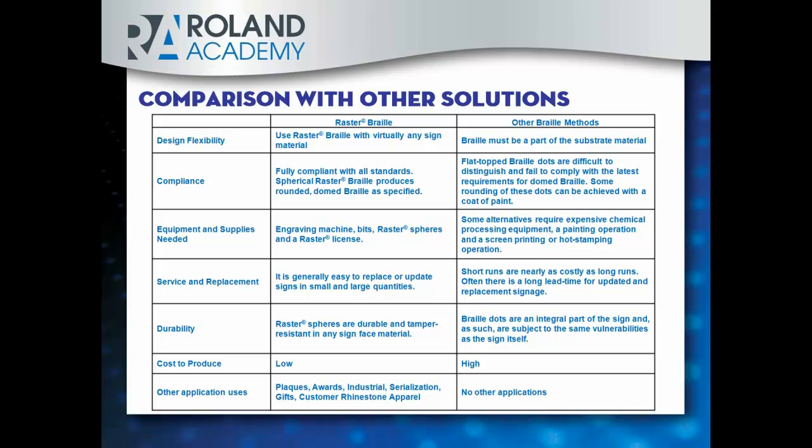So again, service and replaceability. Replacement short runs are just as costly using photopolymer, as well as longer lead times versus rotary. Durability. The raster spheres are very durable and literally tamper resistant in any sign face material. So once those are press fit in there, it's pretty hard to get those out without totally destroying the entire sign.